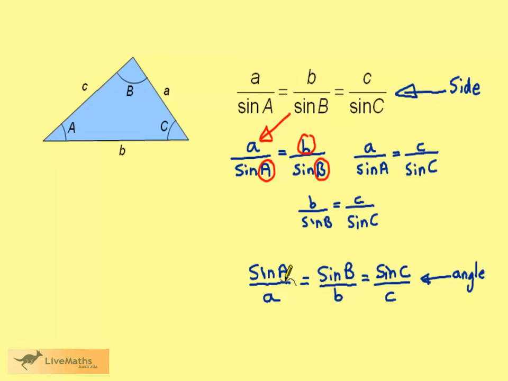The sine rule only works if we know one pair. We either need to know A and a, or B and b, or C and c. Let's relate this back to the triangle. We need a pair of information that's opposite, A and a, or B and b, or C and c. Only if we know one pair can we use the sine rule.